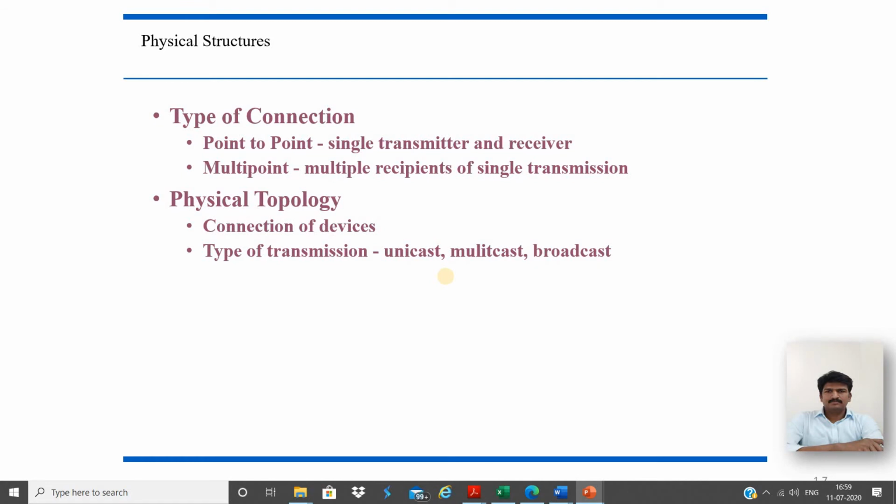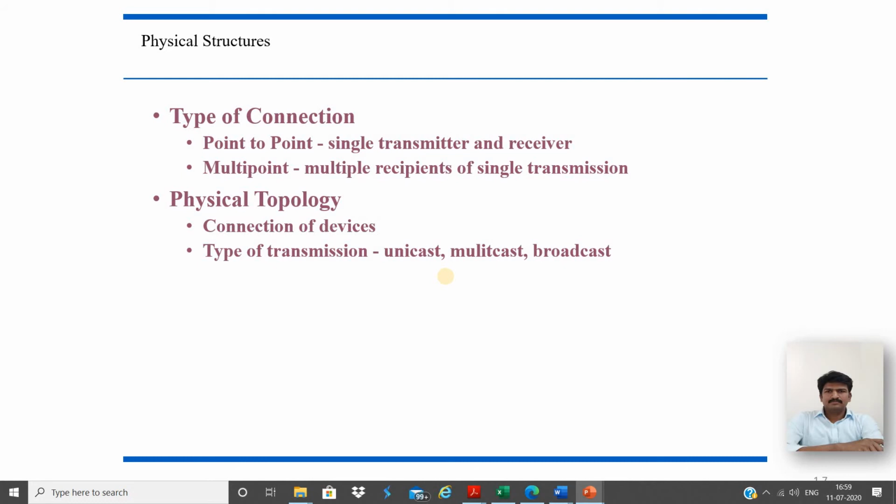And types of connections, the physical structure of the network. Here, the way you connect the computers can be called point to point communication or multi-point communication. Point to point means one single transmitter and receiver. It means all the computers can be connected to all other computers. That is point to point communication. Multi-point means multiple recipients of a single transmission. We have only one sender and many receivers.